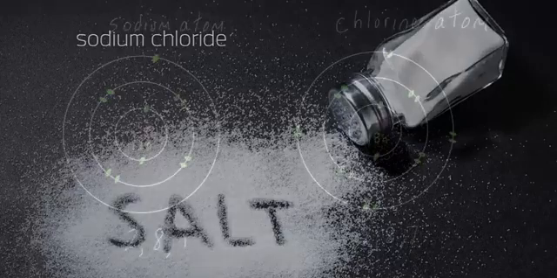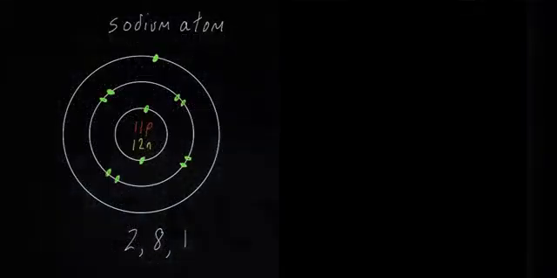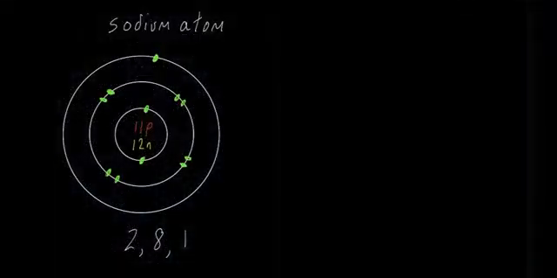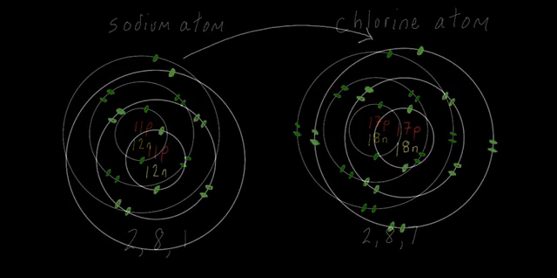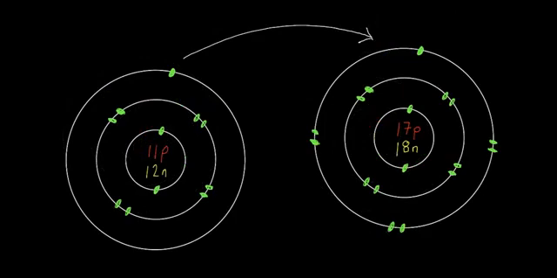So here's sodium before it reacts. Its electron arrangement is 2.8.1. And here's chlorine before it reacts. Electron arrangement 2.8.7. And it's a non-metal. Sodium being a metal, it likes to give up its outer electron to make it like a noble gas. So it loses this outer electron here. And the chlorine atom likes to accept electrons again to make it like a noble gas.